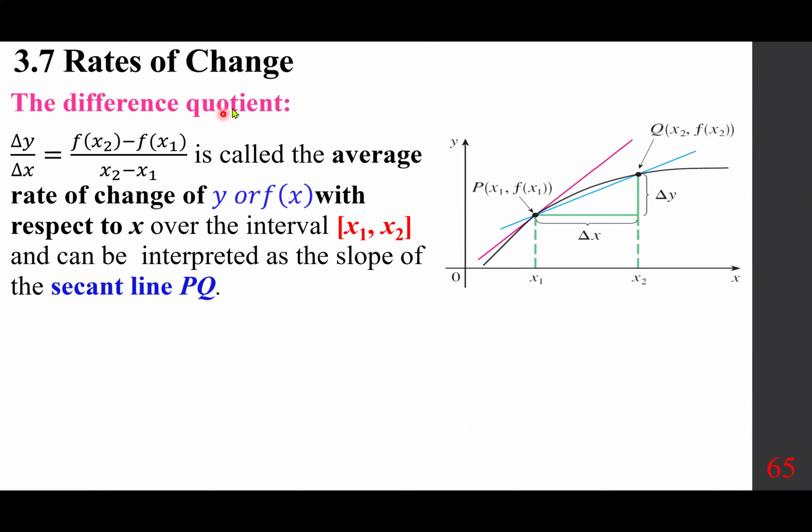3.7, rates of change, reminding everyone that when we have two pairs, we can calculate rise over run, delta y over delta x, in various formats. For example, f of x2 minus f of x1 over x2 minus x1. And that is the good old slope, known as the average rate of change of y or f of x with respect to x, in this case over the interval of x1 to x2, and can be interpreted as the slope of the secant line, the blue line, PQ.